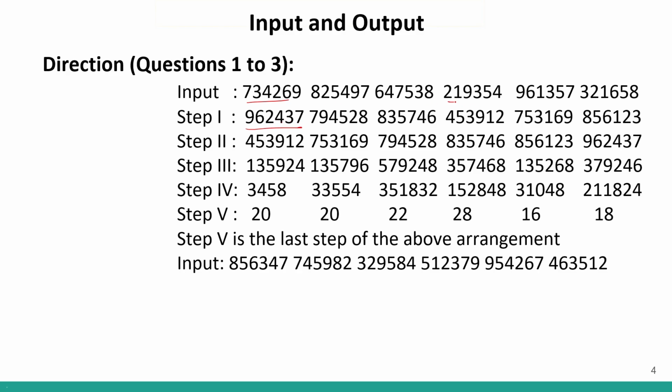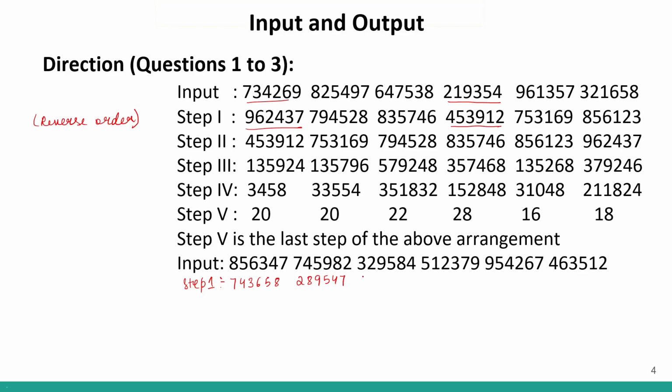Let us check for another random number. Let's see this number and this number. In this number, the number is 219354, and this is the reverse order, 453912. So step 1 is simply the reverse order of the previous number in the same sequence. So if I have to find out step 1, it will be the same number but in reverse order. So it will be 743658. Correct?